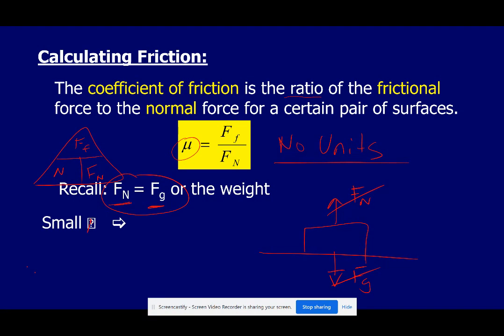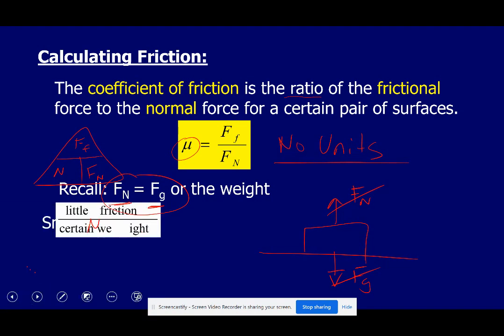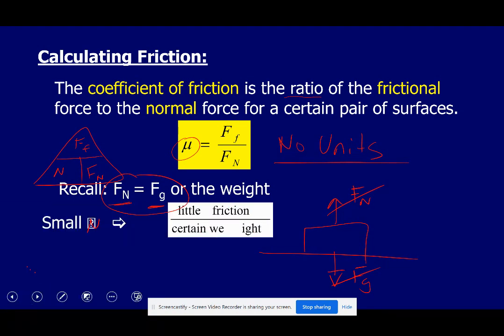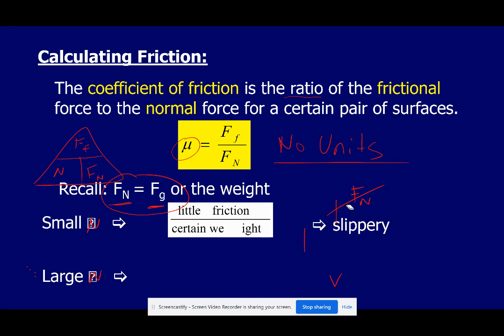But if you have a small mu, that means you have very little friction for a certain weight, as with slippery surfaces. If you have a large mu, let me just get some of these drawings out of the way for you.